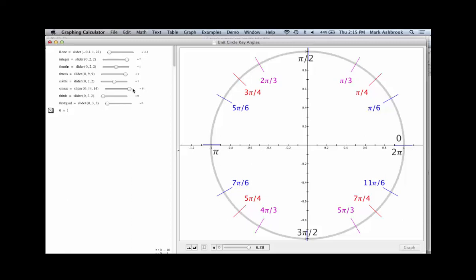Okay, so how many angles are there from 0 to 2 pi? How many angles are there? As many as you want. Are there 16? There's much more. How many angles are there from 0 to pi over 6? As many as you want, an infinite number.